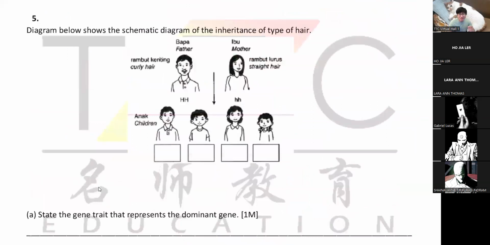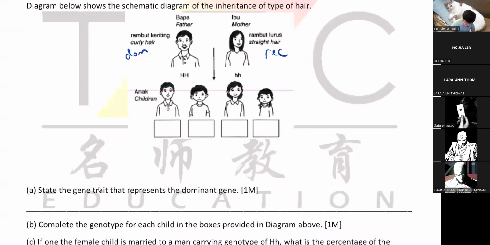All right. So number 5, this is common. Guys, please put more attention here, which is the schematic diagram for that crossing one. So as you can see, the dad has curly hair, both big H. So obviously you can see dominant. Curly hair is the dominant gene, whereas your straight hair is the recessive gene. You look at me, I have all recessive gene here, because my mom and my dad, they are both straight hair. All right, so the children, big H, small h.